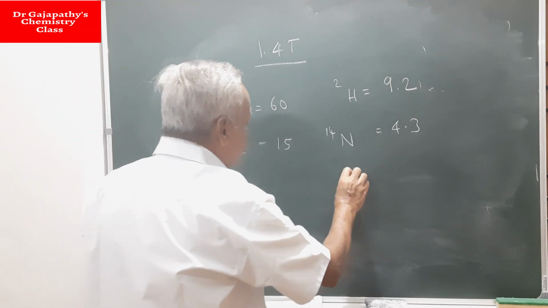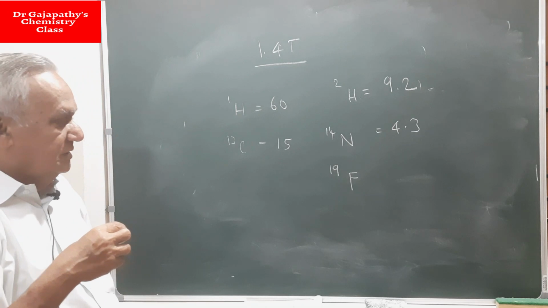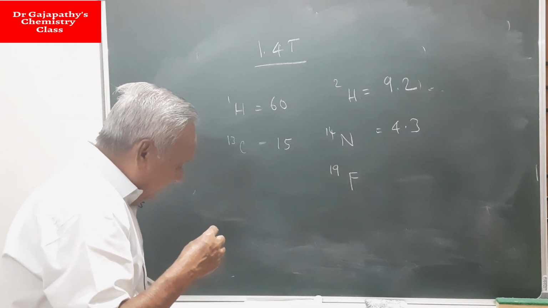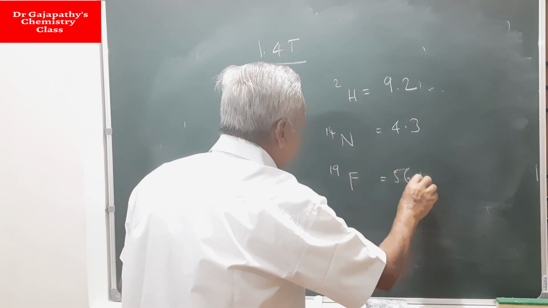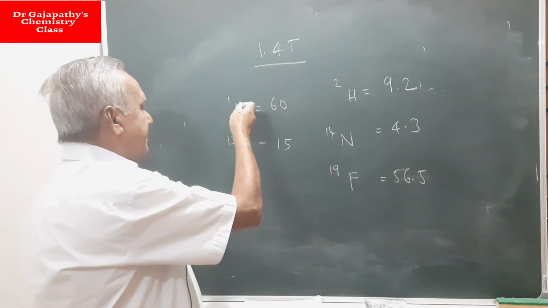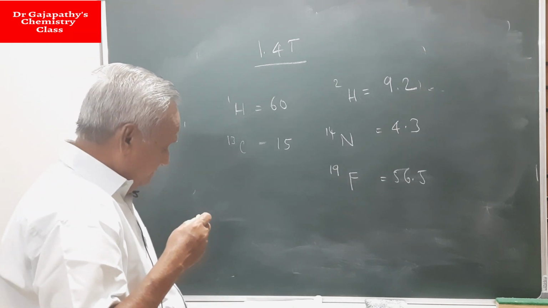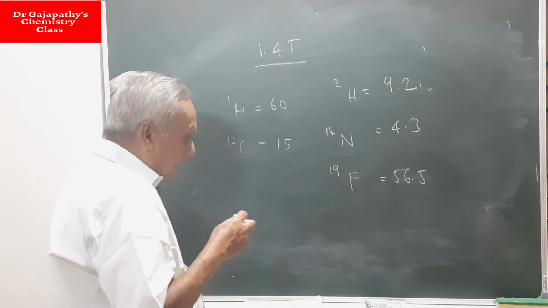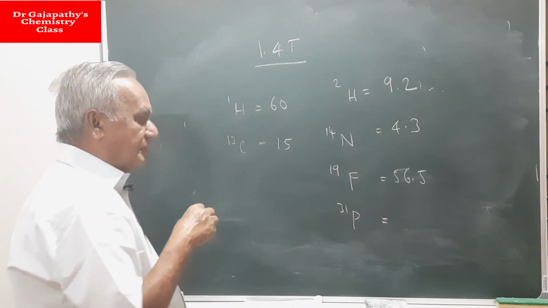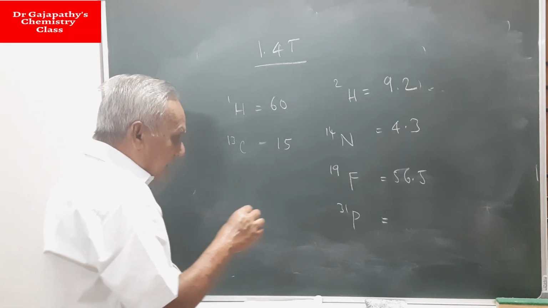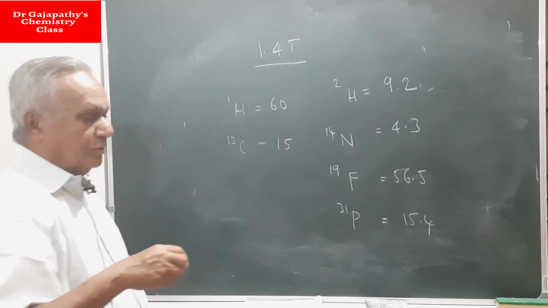And for fluorine 19, that has got a spin of half. For fluorine 19, the value is 56.5, very close to the frequency of proton. And P31, which is having a spin of half, it is 15.4.